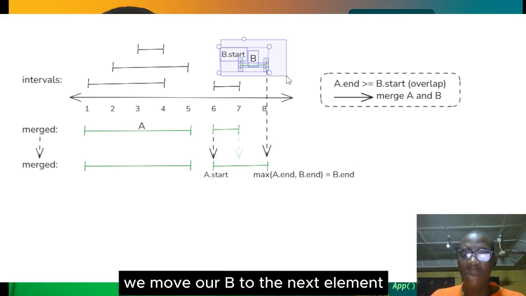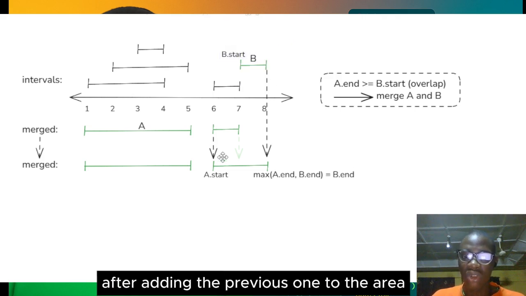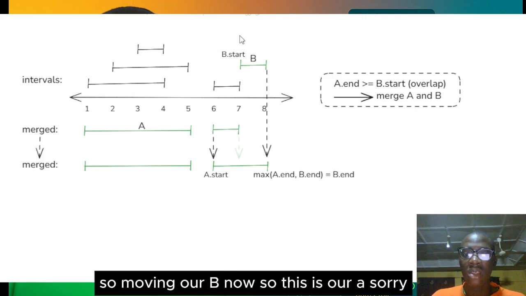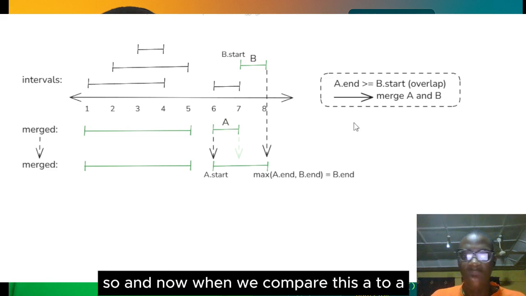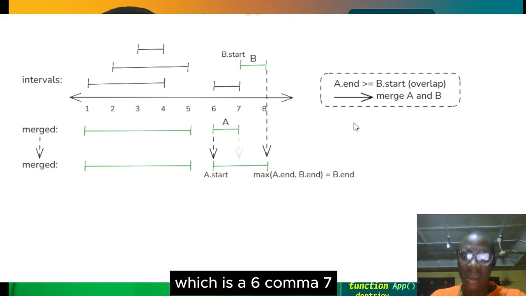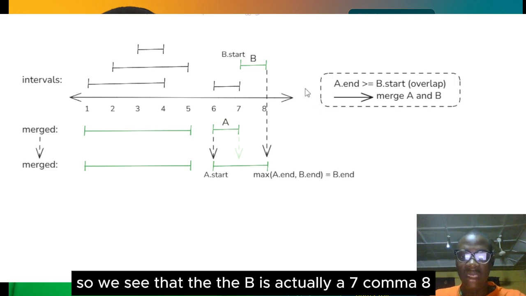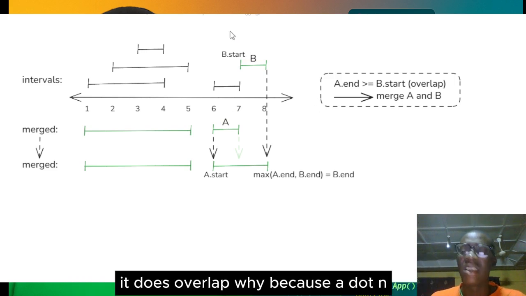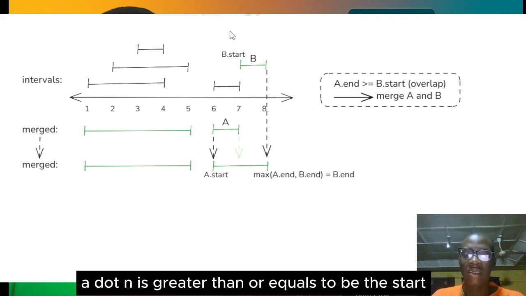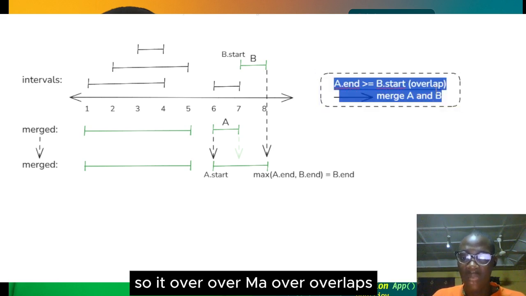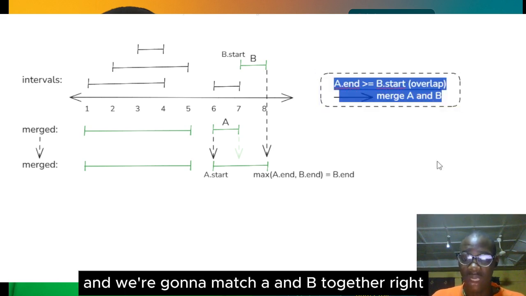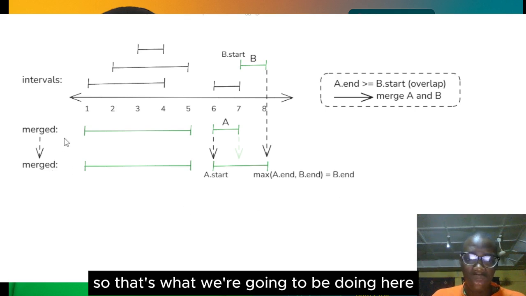So now we move our b to the next element after adding the previous one to the array, because it does not match. Moving our b now, this is our a, right here. Now when we compare this a, which is 6, 7, we see that b is actually 7, 8. It does overlap. Why? Because a dot end is greater than or equal to b dot start, so it overlaps, and we're going to merge a and b together.